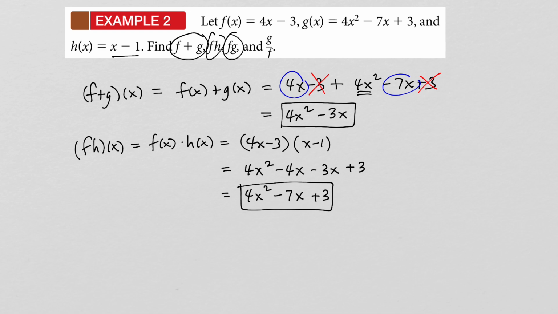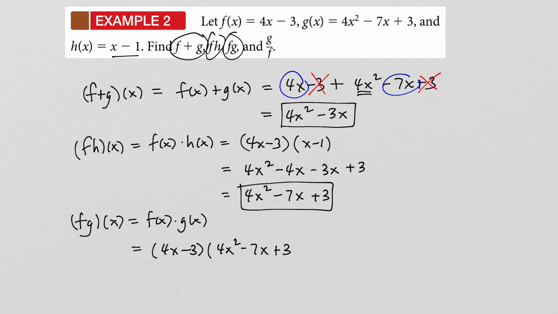Next up, we have fg. Now, fg, of course, once again means f of x times g of x. And that is going to be the function 4x minus 3 multiplied by g of x, which is 4x squared minus 7x plus 3. So this is very similar to the last problem we did on the previous page. When you multiply this out, you're going to multiply everything here to everything in the second one.